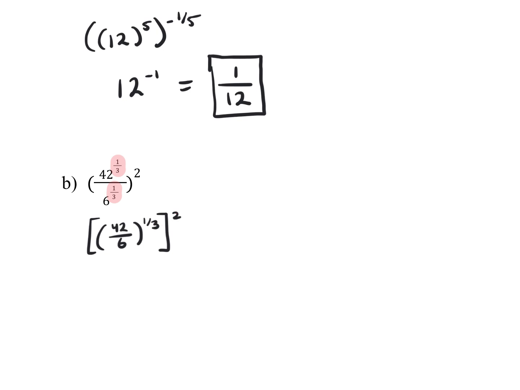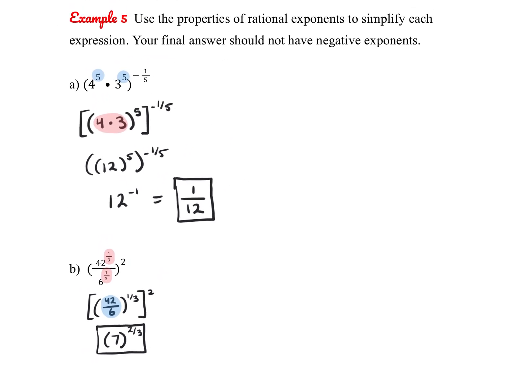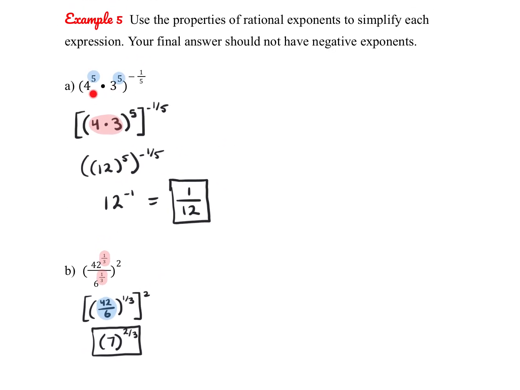I'm going to multiply 1/3 and 2, and in that same step, I'm going to divide these two numbers. So 42 divided by 6 is 7. And then again, I'm going to multiply the 1/3 and the 2 to get 2/3. So 7 to the power of 2/3. So if your bases aren't the same, but your exponents are, look to rewrite it using that power property, and then simplify the numbers that are within.